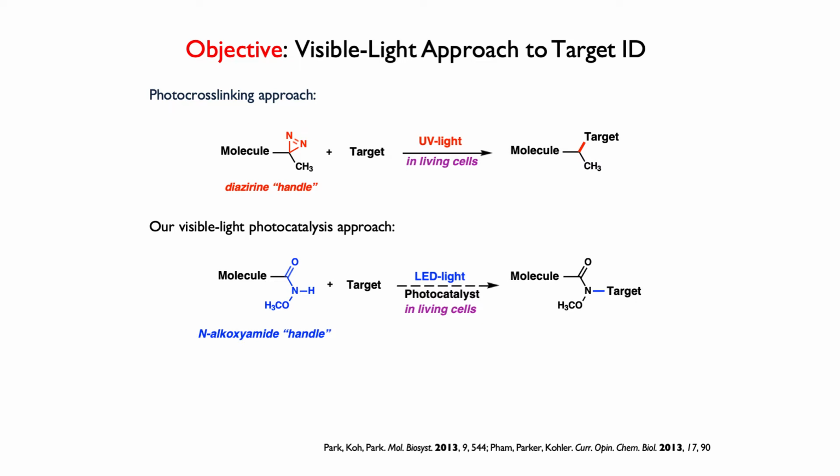Okay, so I'm showing here, again, photocross-linking. The diazirine is one of the handles that's used for photocross-linking. There are a couple others, but it's a common one. With UV light in living cells, you can link a molecule containing a diazirine to its target. What we wanted to do instead was again use visible light and a photocatalyst. So we would have, in this case, a molecule that contains an N-alkoxyamide. The N just means that the alkoxy group is on nitrogen. But the molecule would have an alkoxyamide instead of a diazirine.